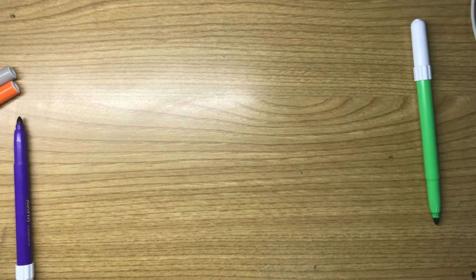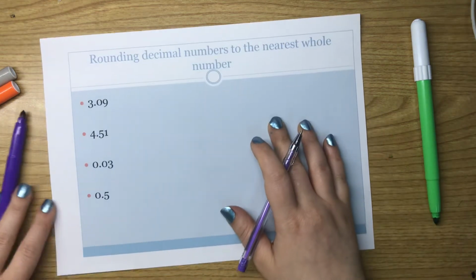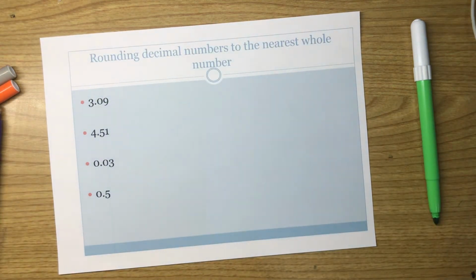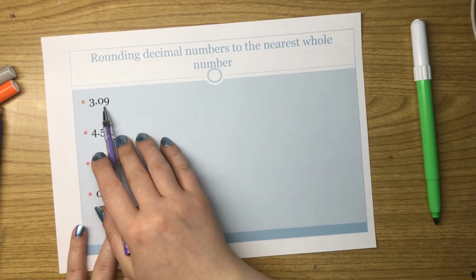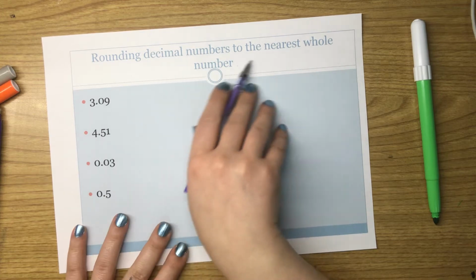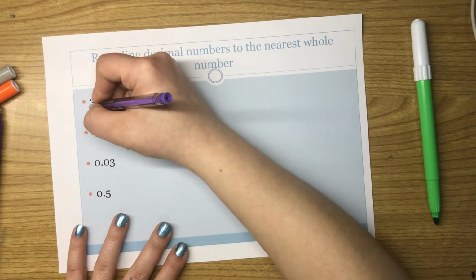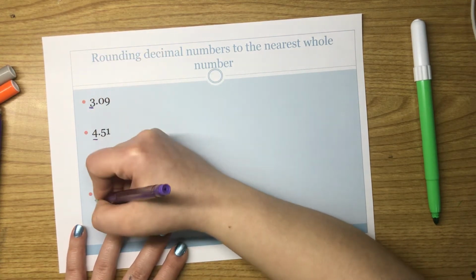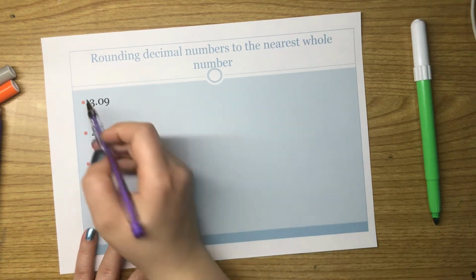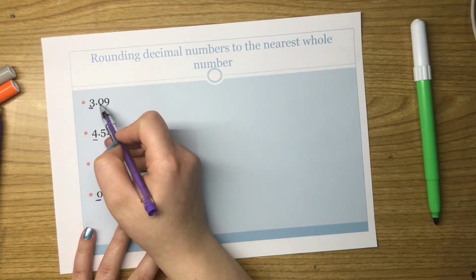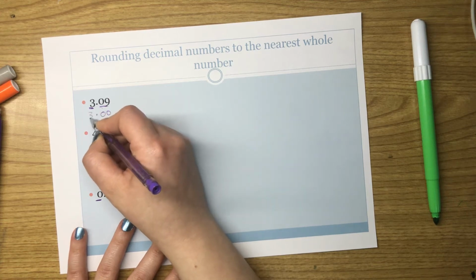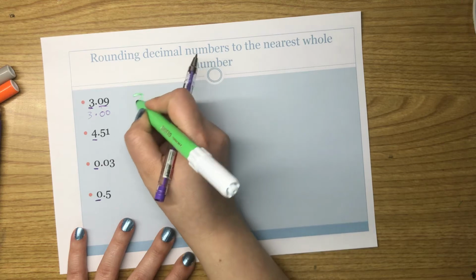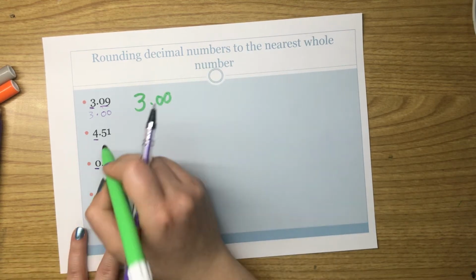Now, rounding decimal numbers to the nearest whole number. 3.09, rounding to the nearest whole. You have to underline the whole number here. Okay, remember the poem? Look right next door. 4 or less, just ignore. So these places go to 0, 0. And the 3 stays the same. So the answer is 3.00. Okay.